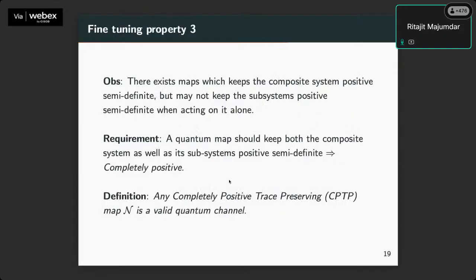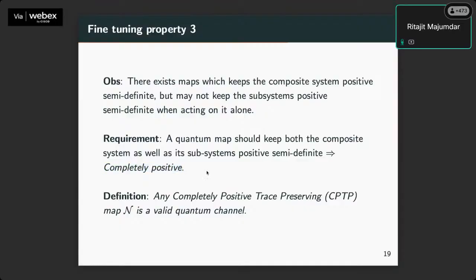A quantum channel or a quantum map should keep both the composite system valid. So if I take the entire system, say I have an n qubit system, if I evolve the entire n qubits, it should take a positive system to another positive system. If I apply some operations on only say k out of n, it should still take a positive system to another positive system. So this is something called going from positive to completely positive. That means it is not only positive when you evolve the entire system, it is positive when you evolve any subset of that system. It should remain positive. If that happens, then it's called a completely positive map.